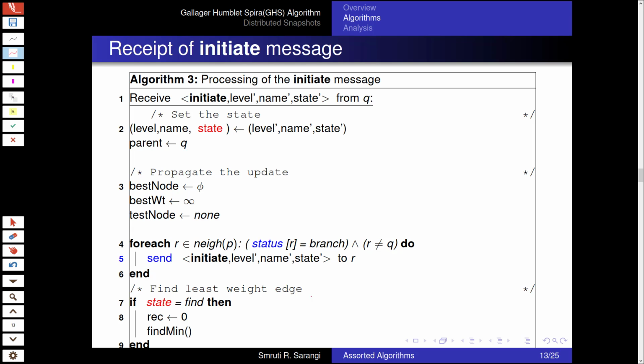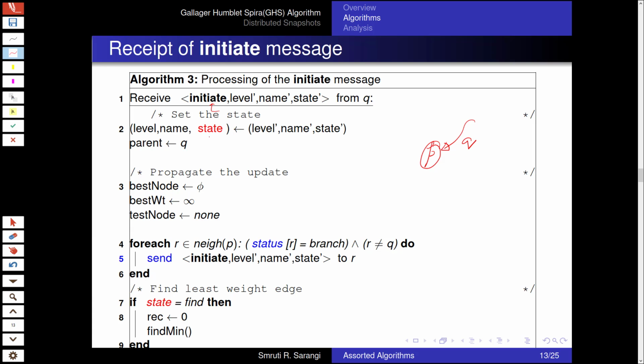Now how do you process the initiate message? So let's say that again node P, it's always node P, gets an initiate message from node Q. So the message type is initiate. We get a level dash, name dash and state dash. So we set the state, no problem.